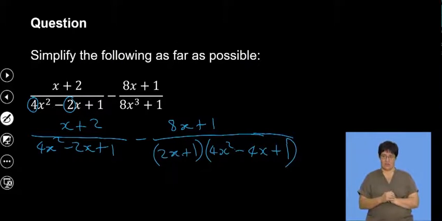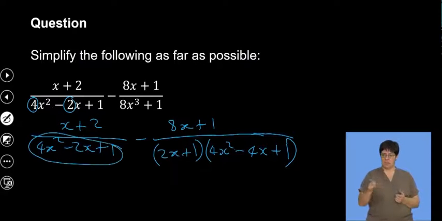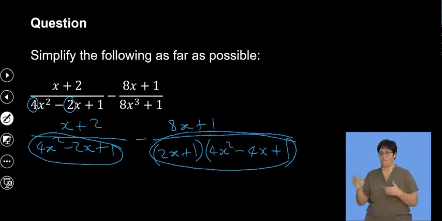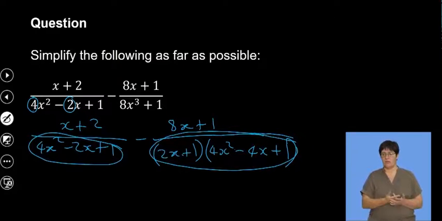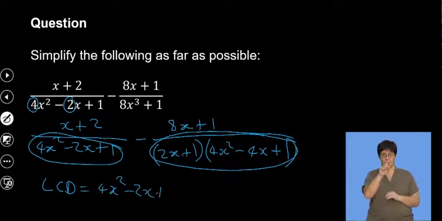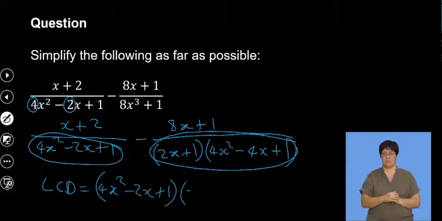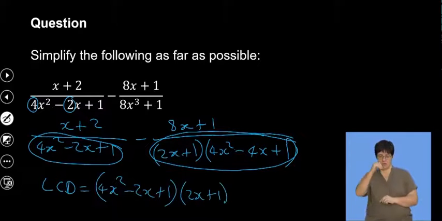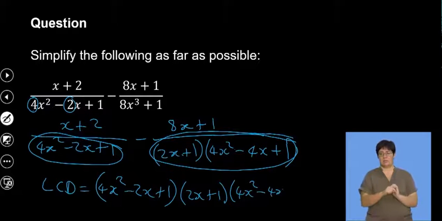And then you can take out your LCM, or LCD, which will be the whole thing that I have here. So let me quickly write it for you. The LCD will then be 4x squared minus 2x plus 1 into 2x plus 1 into 4x squared minus 4x plus 1. But this is one of those rare cases where the denominator cannot be factorized, right?